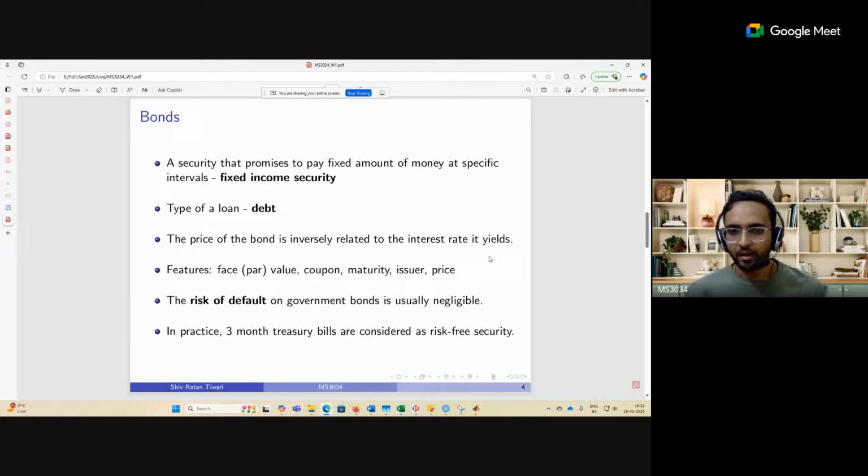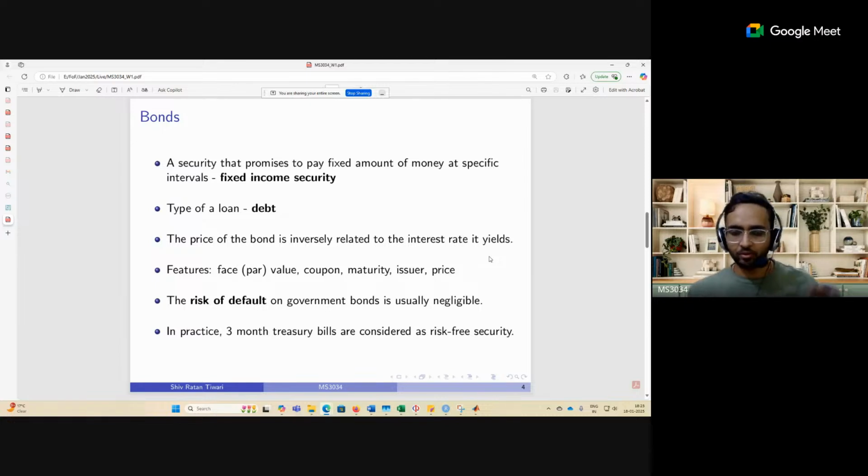usual. And who is issuing the bond matters for evaluating the risk of default. As we discussed in the lectures also, government bonds are considered to be very less risky, the risk of default on these bonds is very low. In practice, when we do our analysis, we take 3 month treasury bills. Treasury bill is another term for the 3 month government bond. So we take 3 month government treasury bills to be a risk free security.